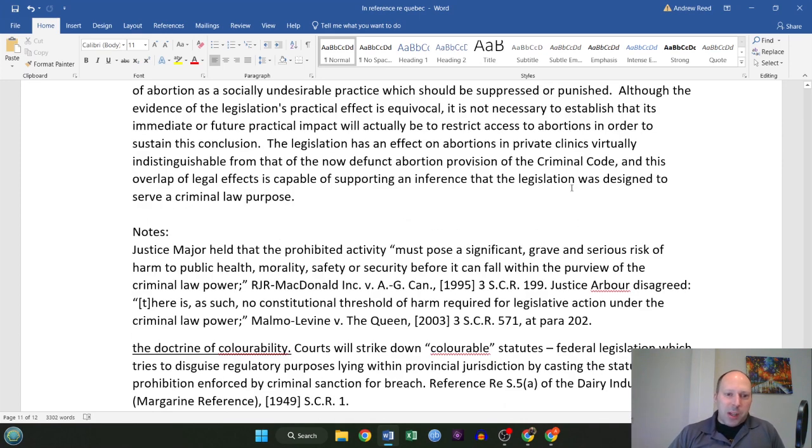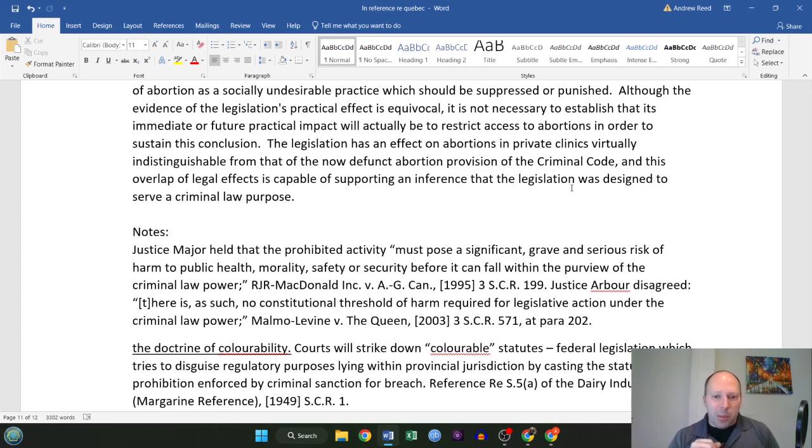Here are some notes that I've made. Some of these are from supplements that relate to this case. Just these little quotes, basically, can be used for analysis purposes, or at least that's what I will personally use them for. So Justice Major in the RJR-MacDonald case said that prohibited activity, in order to be considered criminal law, must pose a significant, grave, and serious risk of harm to public health, morality, safety, or security before it can fall within the purview of the criminal law power.